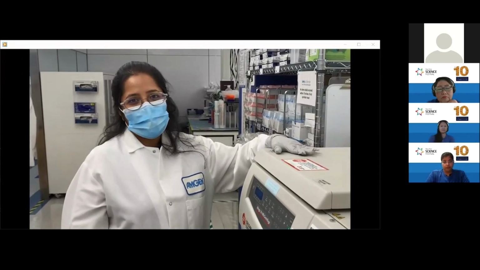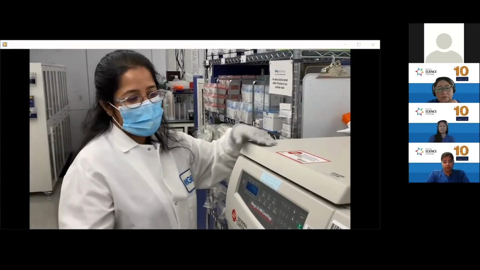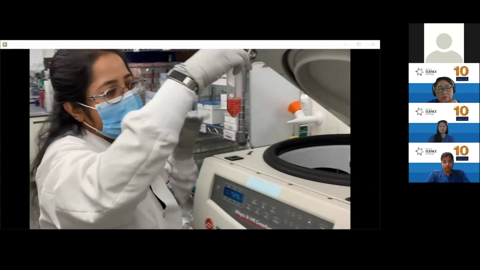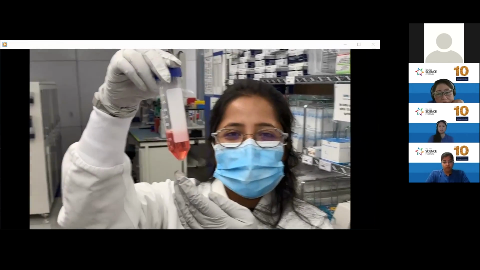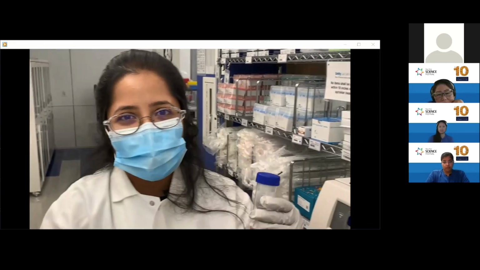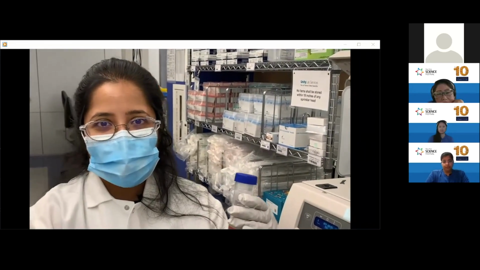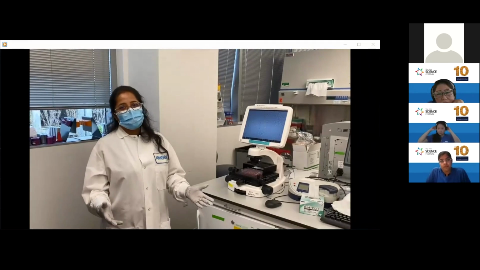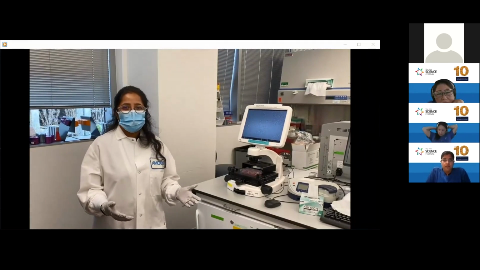Okay, so after 5 minutes our spin is done and we can look at the cells, taking it out from the centrifuge. As you can see visually, there is a cell pellet and it's separated from the media. So now we can remove this media and replace it with fresh media and then grow it in a different flask.